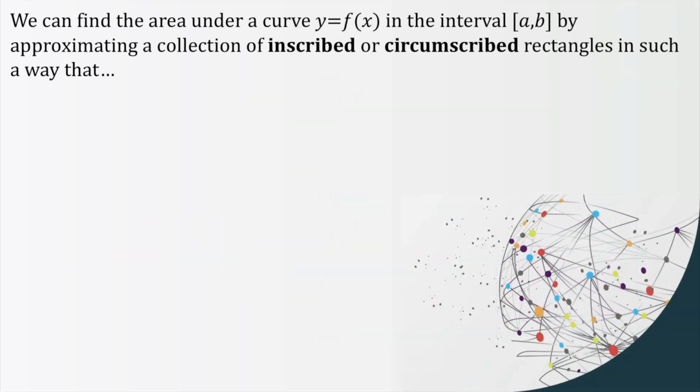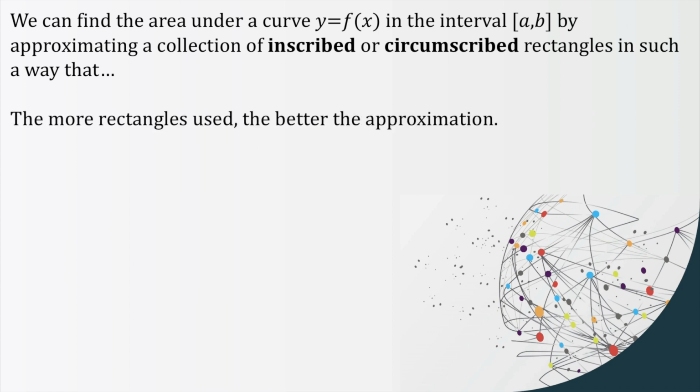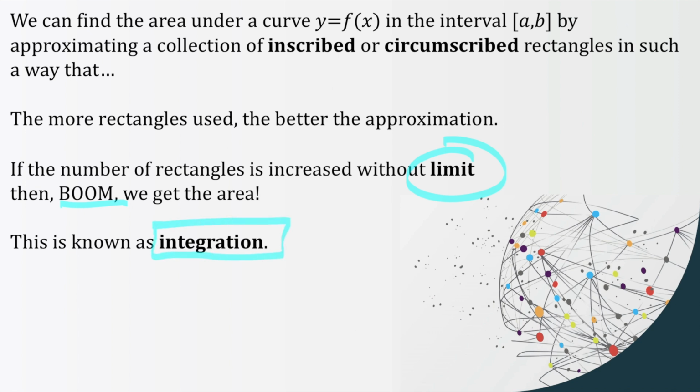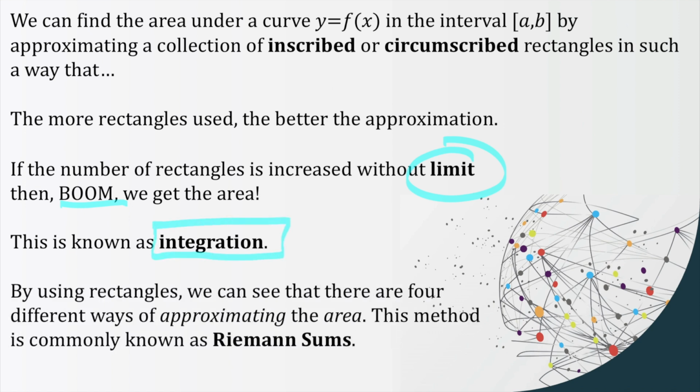We can find the area under a curve in the interval [a, b] by approximating with a collection of inscribed or circumscribed rectangles in such a way that the more rectangles we use, the better the approximation. And if the number of rectangles is increased without limit, then boom, we get the area. And this is known as integration. By using rectangles, we can see that there are 4 different ways of approximating the area, and this method is commonly known as Riemann sums.